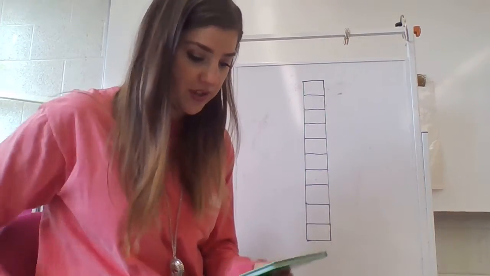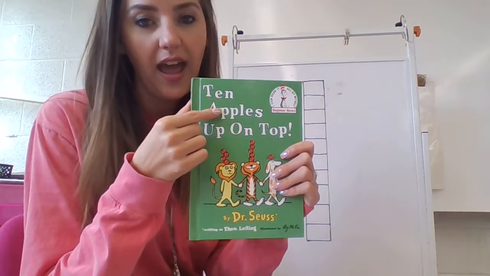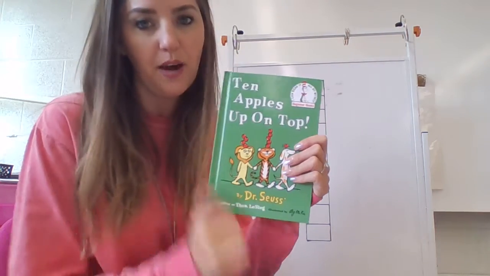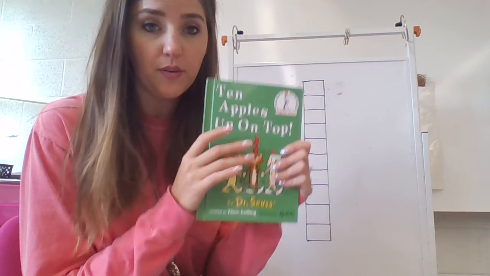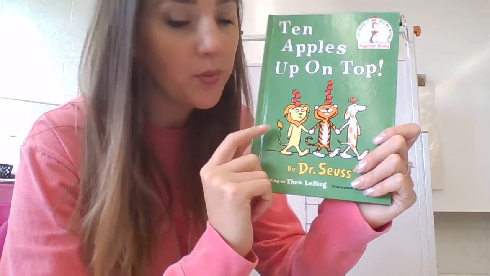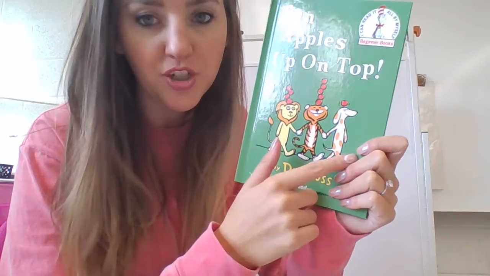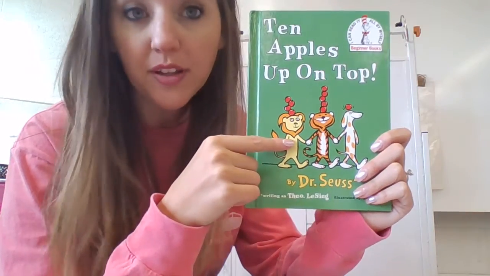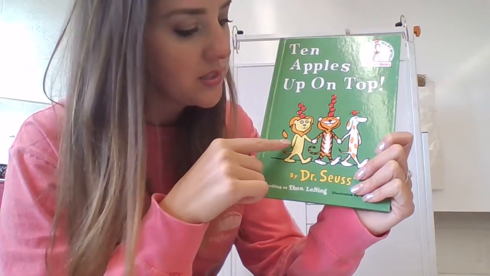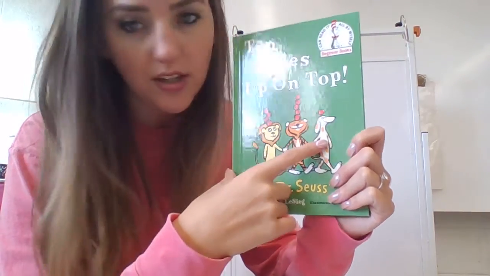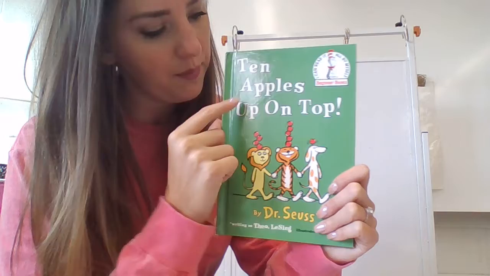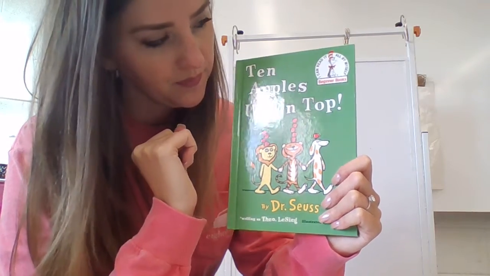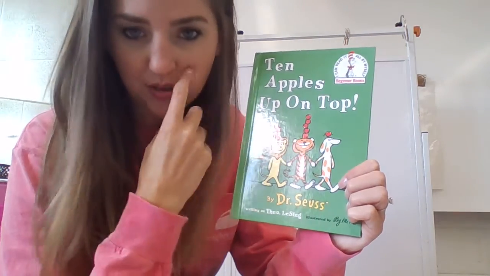So we are going to read the story, 10 Apples Up on Top. This is the title. We find the title on the front cover of the book. On the front cover of the book, we also find a picture. And this picture, I think, is probably going to be the characters for the story. So we see a lion, a tiger, and I think this is a dog. And they have apples on top of their head, which makes sense because the book is called 10 Apples Up on Top. This story is written by Dr. Seuss. He's our author.